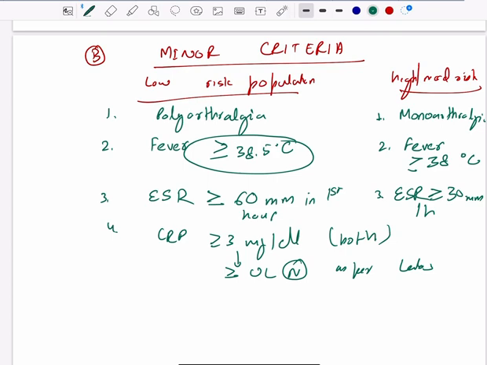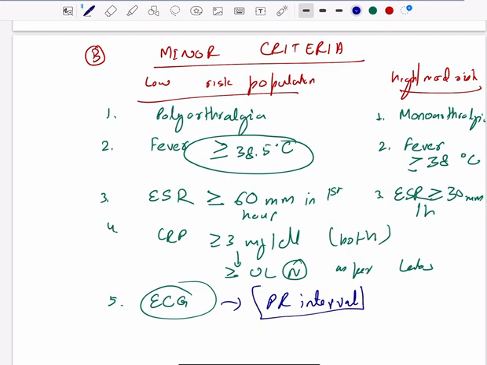Now we come to the last criteria. That is, you have to do an ECG. You do an ECG, then you look at the PR interval. So now the importance of ECG, you can answer why ECG is important. In acute rheumatic fever, it is the PR interval which we have to see.